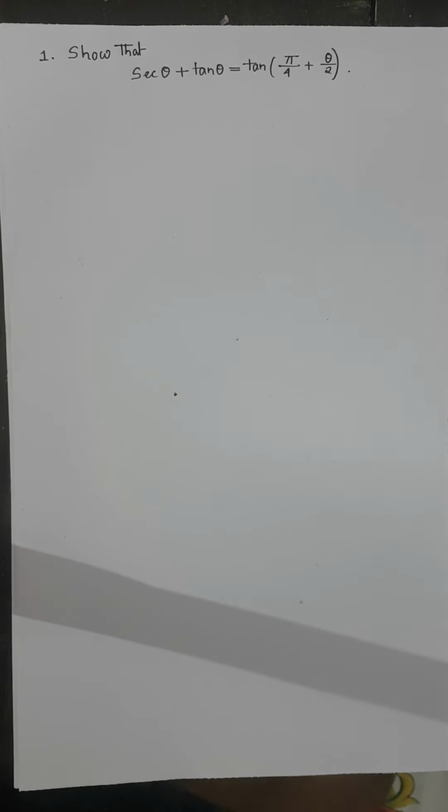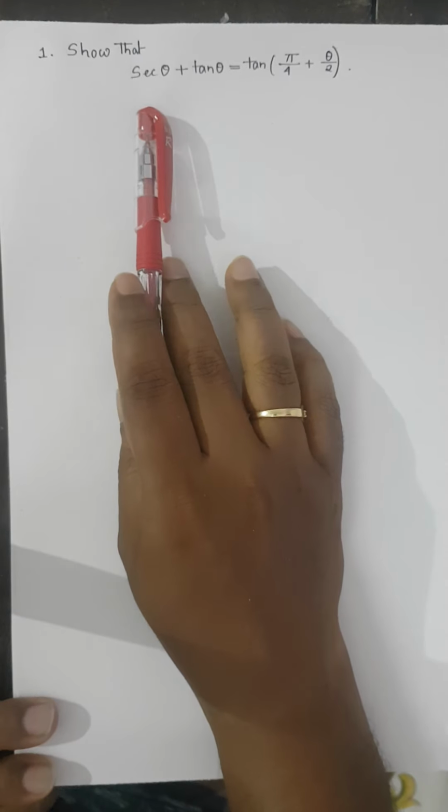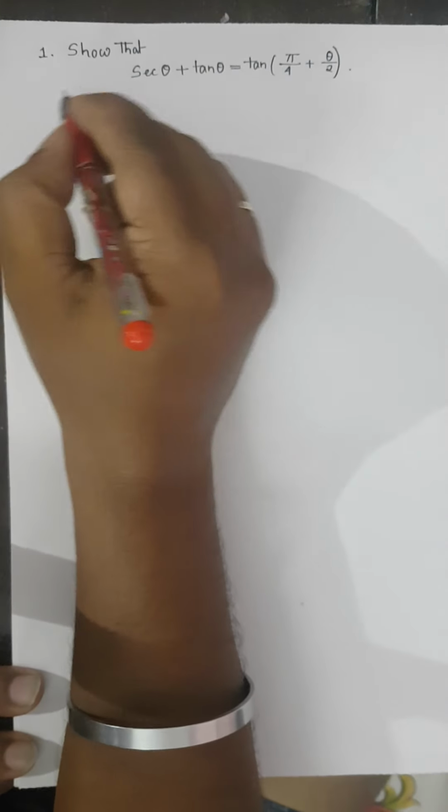In this video, I will discuss some important problems of trigonometry. So, the number one is show that sec theta plus tan theta is equal to tan of pi by 4 plus theta by 2. So, let's start.